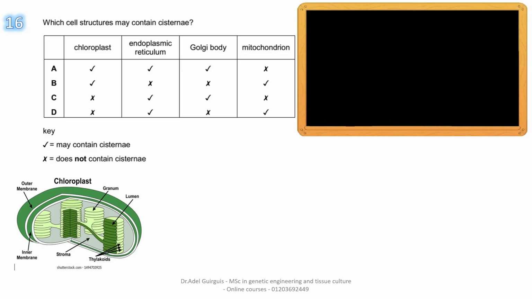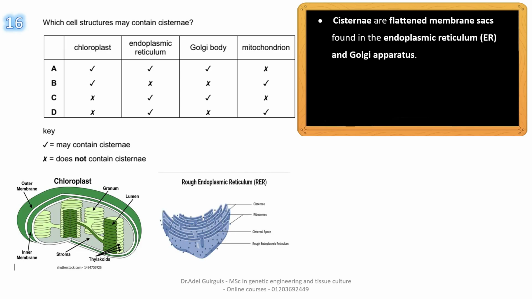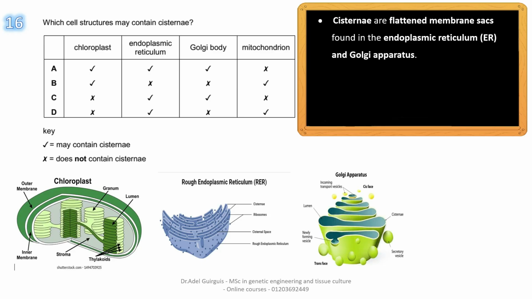Look here. Cisternae are flattened membranous sacs found in the endoplasmic reticulum, present in the endoplasmic reticulum like in this figure, and in the Golgi bodies. Here the endoplasmic reticulum is folded, containing an internal space called cisternae, found in rough and smooth endoplasmic reticulum, and also in Golgi bodies. Mitochondria and the chloroplast do not contain cisternae.